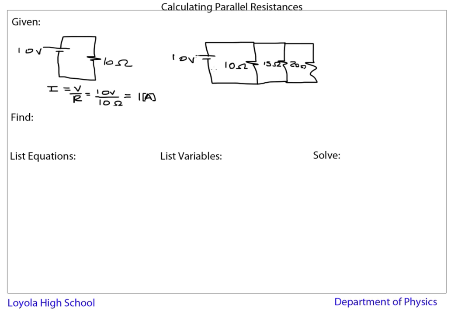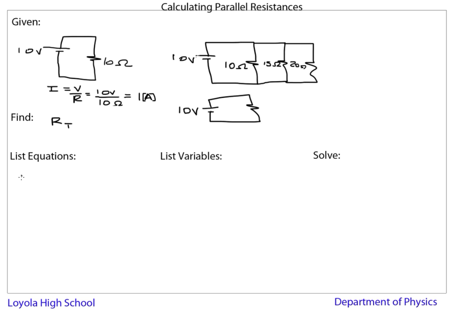The goal of this is to figure out what these three are equivalent to. Basically, what one single resistor does it really look like? I can replace it with a resistor of so many ohms. I want to figure out what that number is. So the question is to find the R total of the parallel resistors.